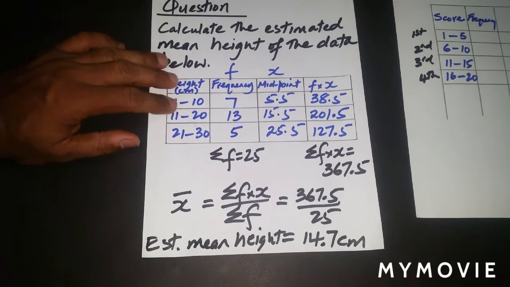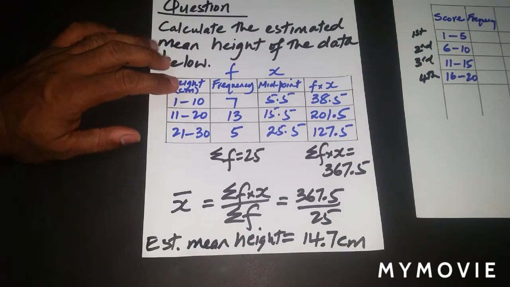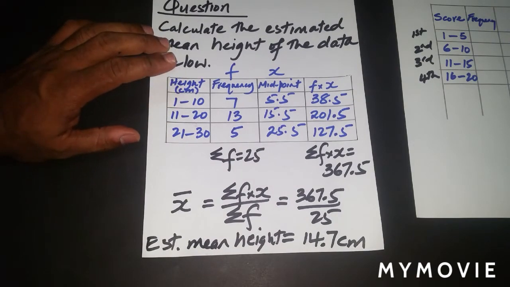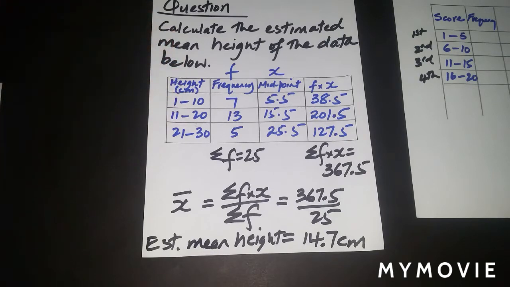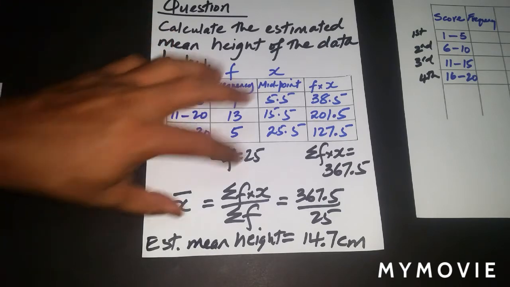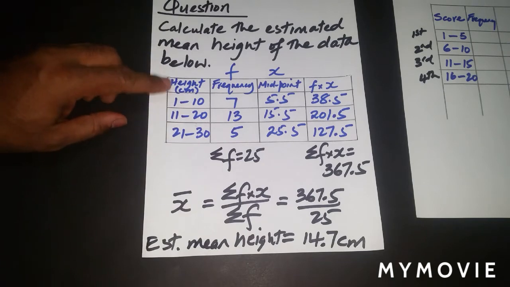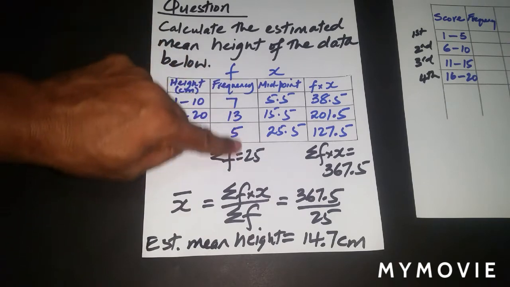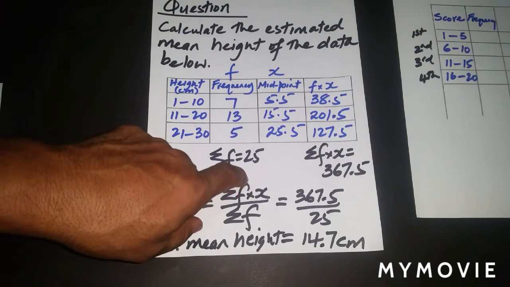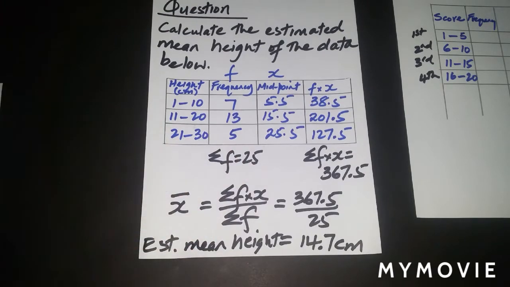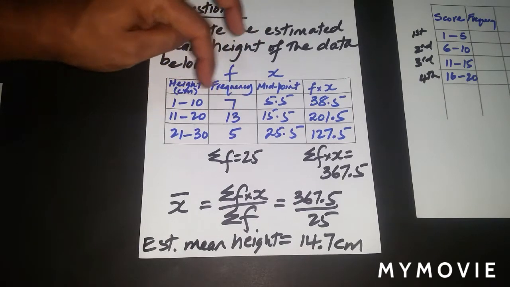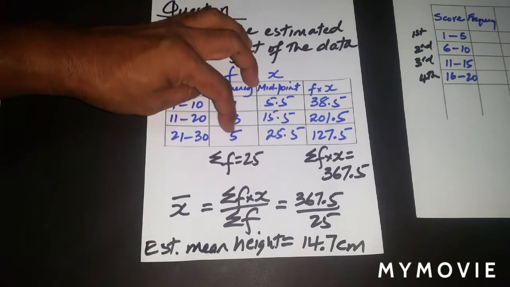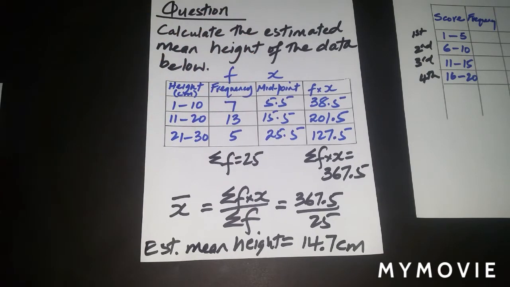Now, the reason why I put this sheet back is because I want to bring out a very important point so you can understand where I'm going with the terminology class boundaries. Here we did a survey where somebody went ahead and measured the heights of 25 plants. Okay? Now, even though we have 7 plants measured from 1 to 10, 13 plants measured from 11 to 20, and 25 plants measured from 21 to 30.